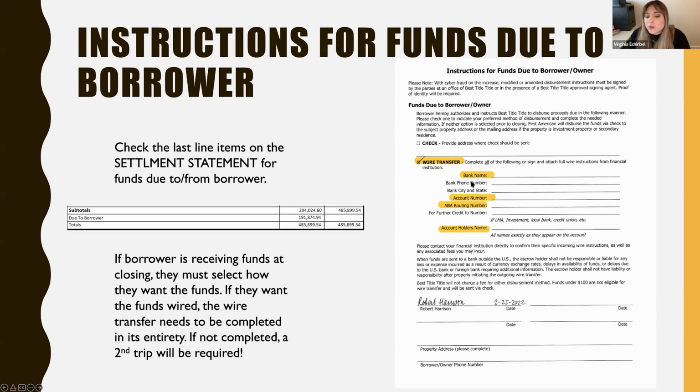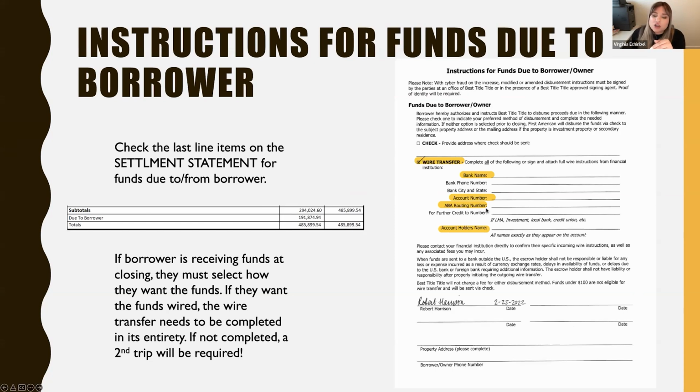Now, I highlighted really what is needed: the bank name, the account number, routing number, and account holder's name. And there's a quick note: that account holder's name is all the names exactly as they appear on the account. So if Robert Harrison has an account with Jane Harrison, he needs to put Robert Harrison and Jane Harrison, and she actually will also need to sign because they need to sign off.